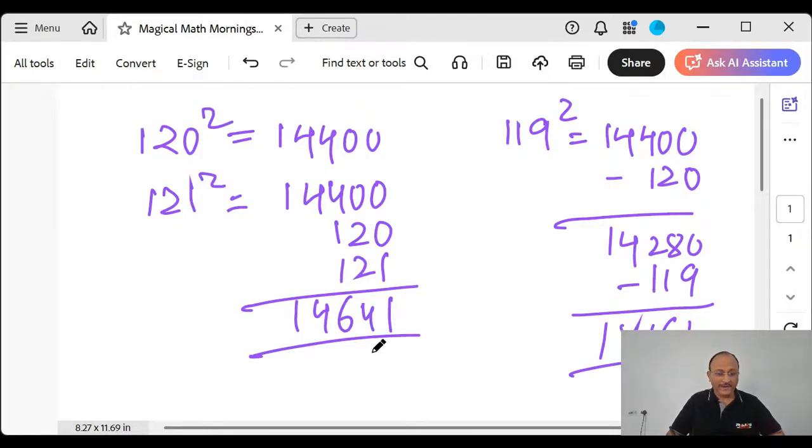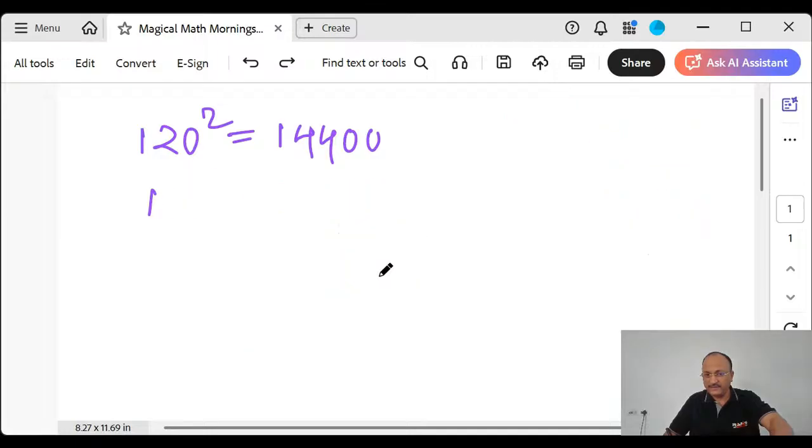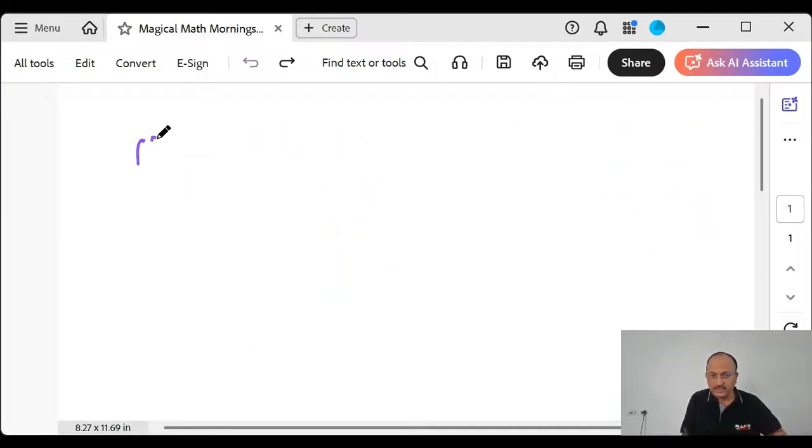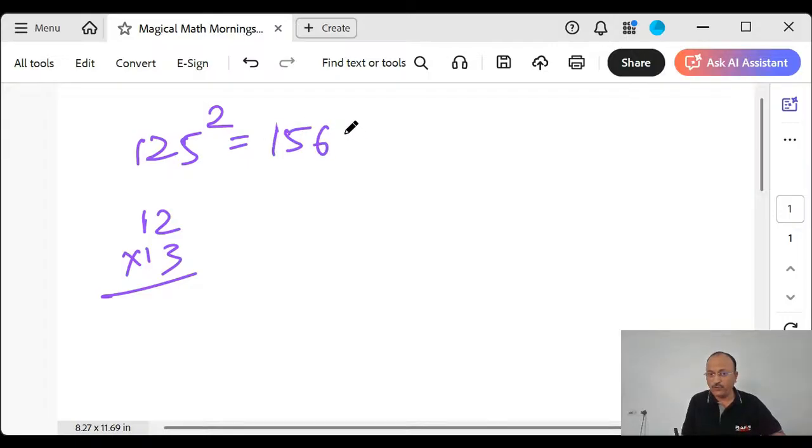Suppose we want to find out 126. We know the square of 125. How do you find the square of 125? Using the trick of 12 into 13. 12 into 13 we do. What do you get? 13 tens are 130, 13 twos are 26. That is 156, followed by 25 we'll write. This is 125 square.